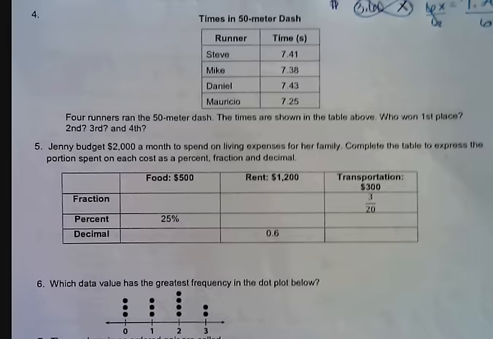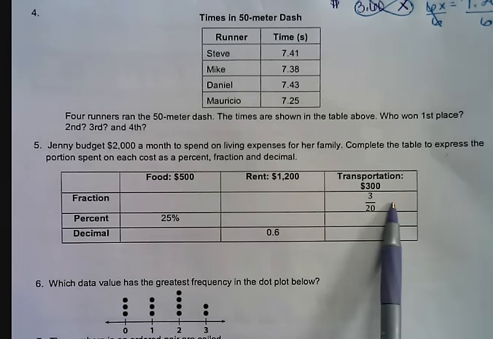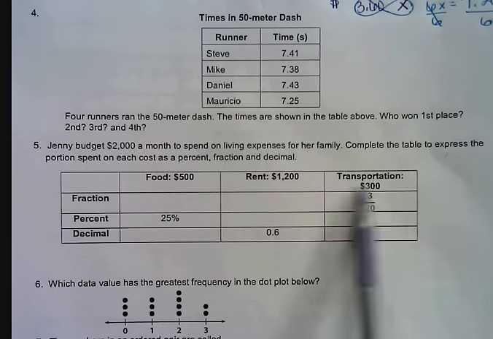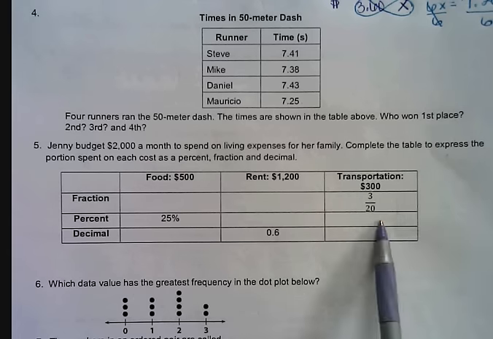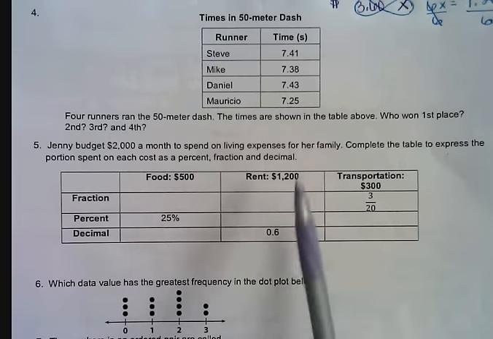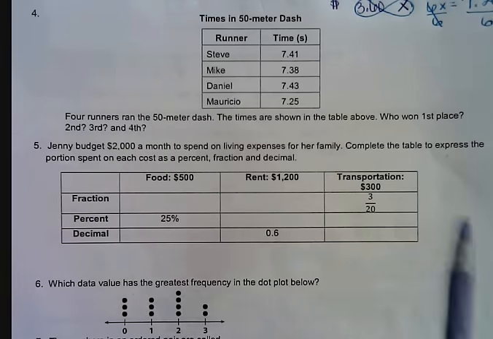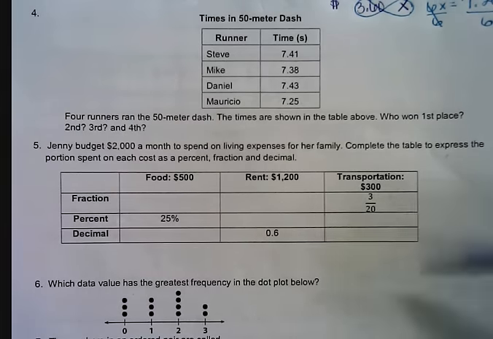Number 5. Jenny budgets $2,000 a month spent on living expenses for her family. Complete the table to express the portion spent on each cost as a percent, fraction, and decimal. Okay, I will do one for you, and you are on your own for the next. We will do 3/20, the fraction for transportation. Rent will be 0.6, and 25% is your food. So I will do transportation for you, and y'all can do the rest.